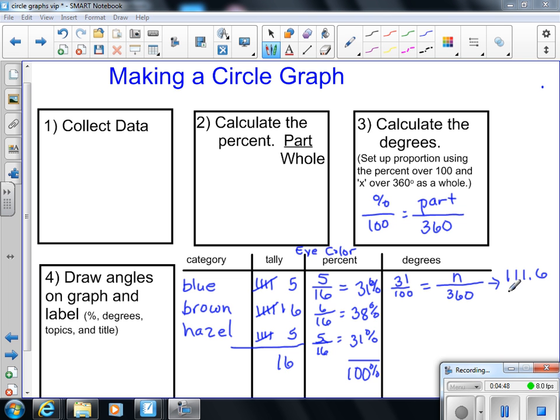Okay, when you use cross products, did you come up with 111 and 6/10? Thumbs up if you're okay with that. Okay, anybody need help on how we got 111 and 6/10? Okay, so then let's go ahead and round that, please, to 112 degrees.